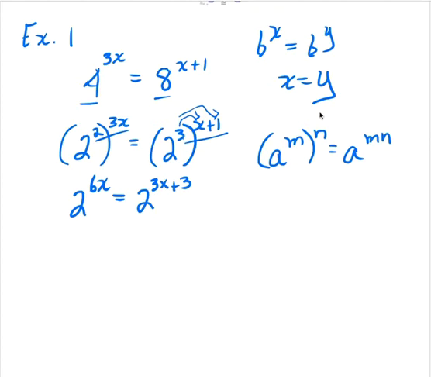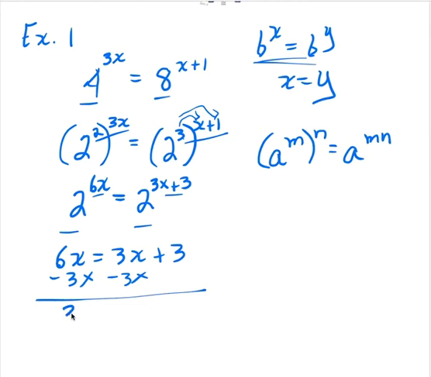Okay, now I can use this property here because now these guys are the same base. I can just set the exponents equal to each other, and then it's just a really easy algebra problem that you could have solved back when you were in Algebra 1. So subtract 3x minus 3x. Okay, 3x equals 3. Oh, that's so nice. X equals 1.